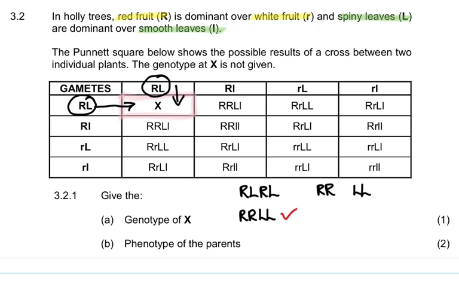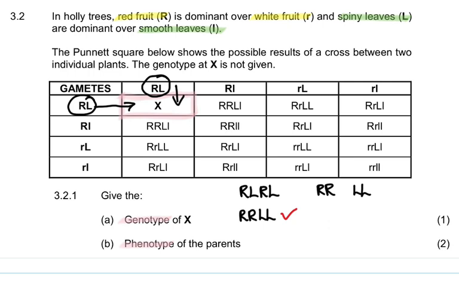Then we have a look at the second question, B, phenotype of the parents. Ooh, and this is a tricky one. Why? Because here they ask for genotype of X, but in the next one they're asking for phenotype. And it would be so easy to just go, oh, I can see the capital R's and I can see the capital L's and just give that as an option. But that's not what they're asking. They're asking for the phenotypes of the parents. Now, first we're going to have to figure out what is their genotype before we can figure out what is their phenotype. So this is definitely not an easy question.